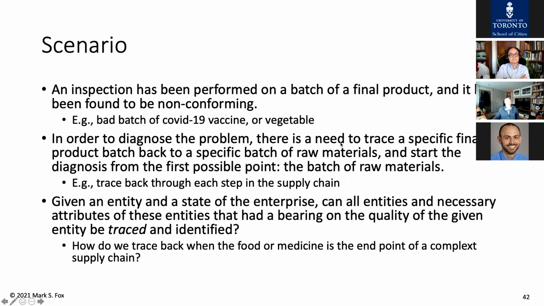In order to diagnose a problem, there's need to trace a specific final product batch back to the specific batch of raw materials and start the diagnosis from the first possible point, the batch of raw materials. That is, trace back through each step in the supply chain. And given an entity and a state of the enterprise, can all entities and necessary attributes of these entities that had a bearing on the quality of the given entity be traced and identified? Or how do we trace back when the food or medicine is the endpoint of a complex supply chain?